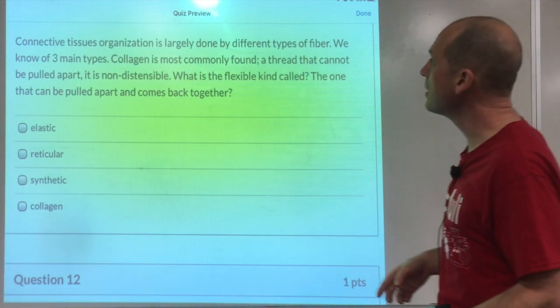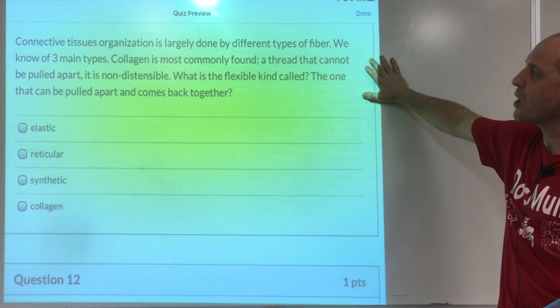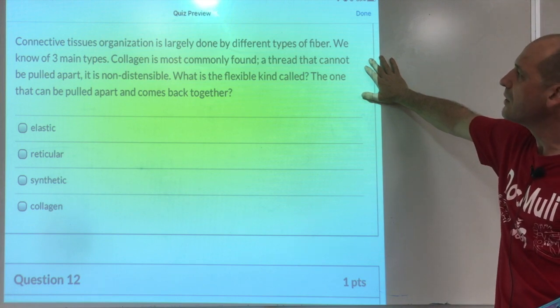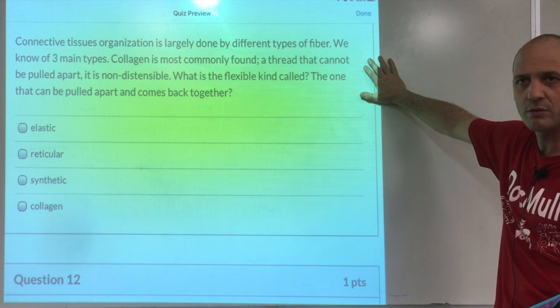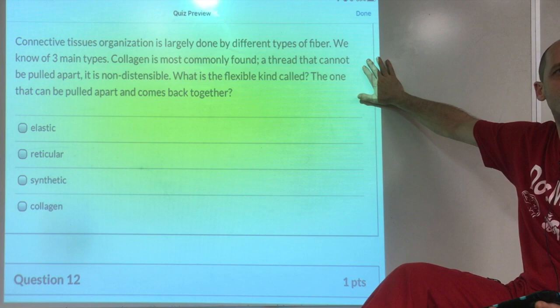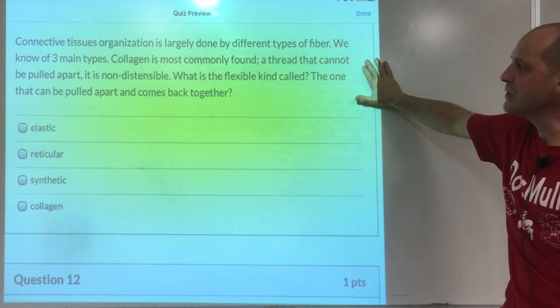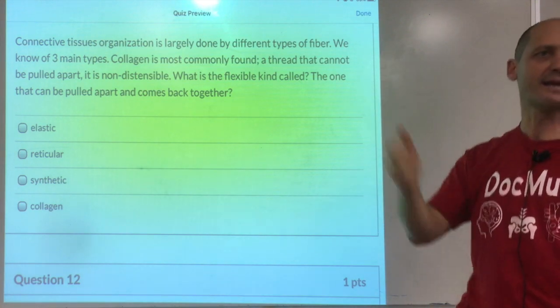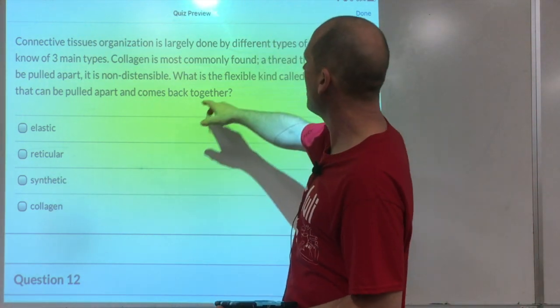Connective tissue organization is largely done on different types of fiber. We know three main types. Collagen is most commonly found, a thread that cannot be pulled apart. It is non-distensible. So you want a tendon, you want to transmit force, you use that fiber type down there in the Achilles tendon. We don't want to have one that bounces like a spring. You couldn't walk that way.